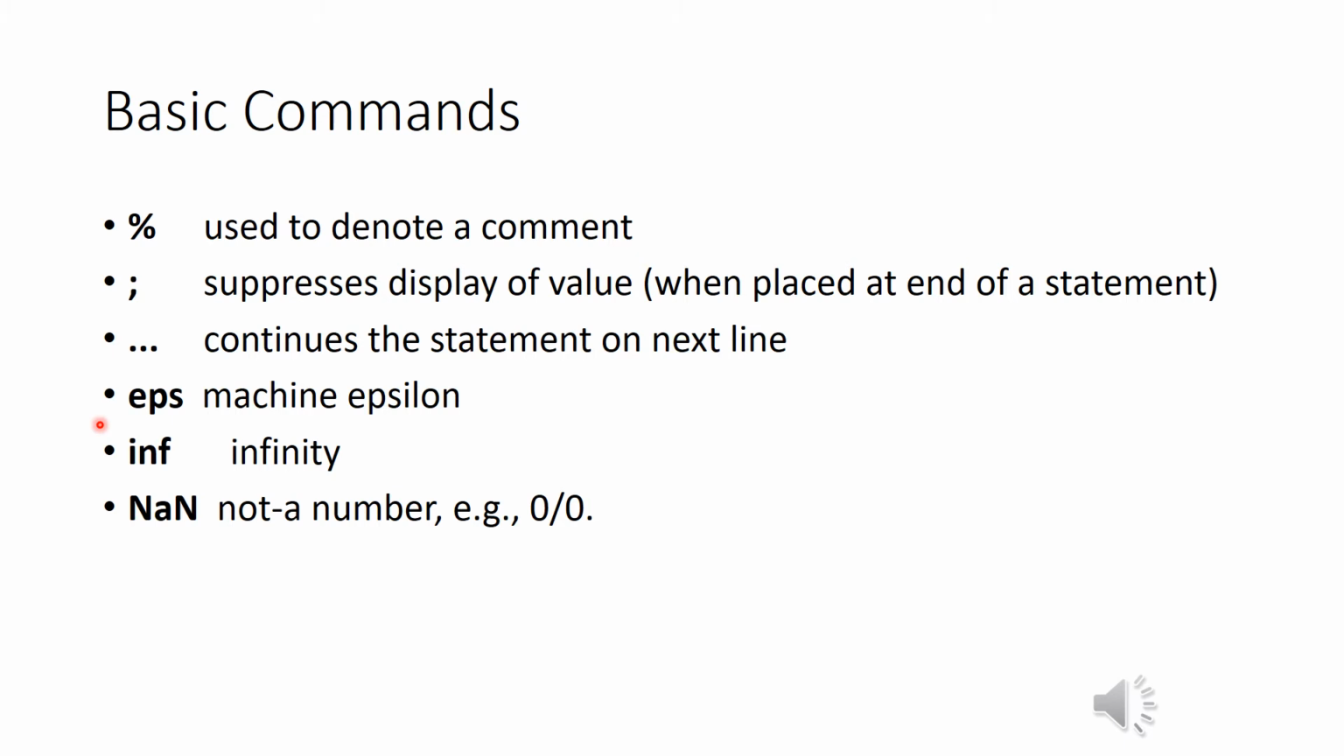Okay, and we have EPS. EPS is machine epsilon. It is a machine dependent value for floating point, and it is actually an upper bound for relative error in floating point. So it is a different value from machine to machine. And we have INF for infinity, and NaN for not a number. For example, 0 divided by 0 is not a number.